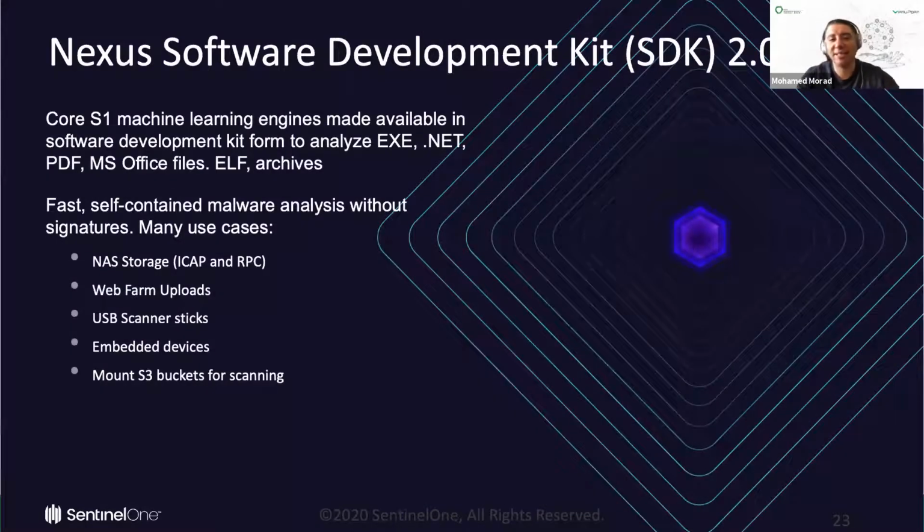We also provide the Nexus SDK, which is a portable version of our core machine learning engine. Customers and partners plug our code into their custom code when they need to identify malware fast and without signatures. You can see here that because of the Nexus SDK, we can extend our protection and our artificial intelligence capabilities to analyze other devices or other nodes in your system, like NAS storage with ICAP and RPC, web farms, USB scanner sticks, embedded devices, and others.